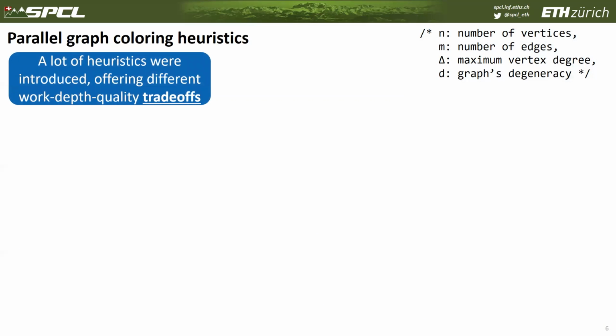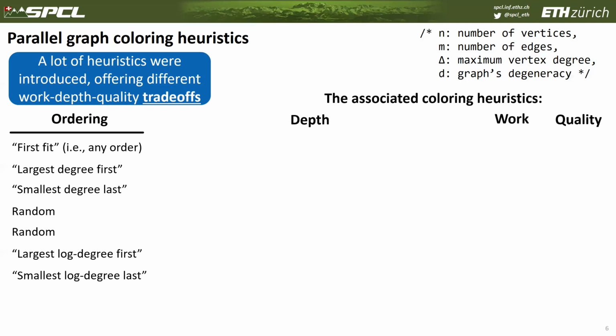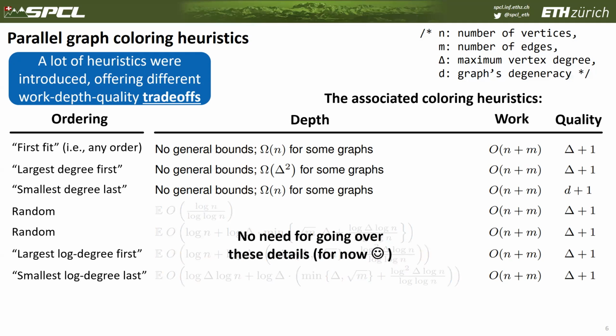Many such heuristics were proposed, and they come with different trade-offs between work, depth, and quality. They are all based on some ordering, so you may use different orderings. The name in this column illustrates the intuition behind each order. For example, largest degree first prioritizes vertices with larger degrees. Using these orderings, we can construct the associated coloring heuristic that comes with some depth, work, and quality. For now, we'll not take a look at these details. This we'll do later in the talk.